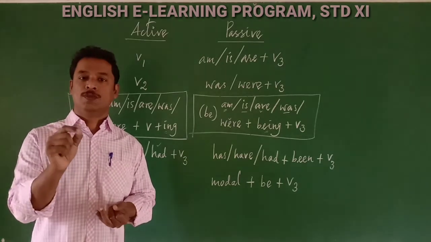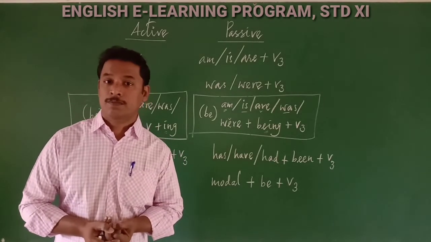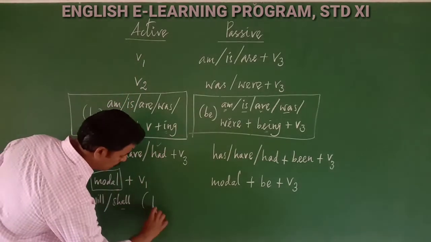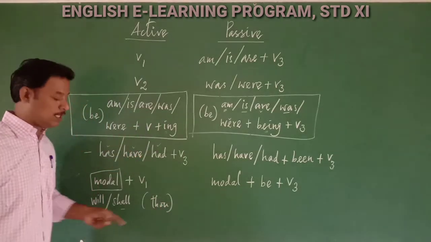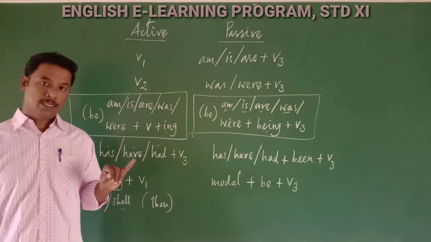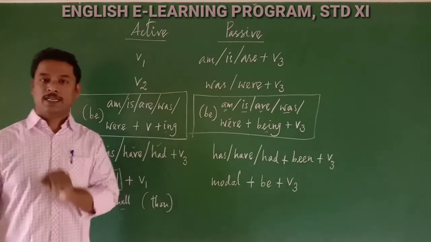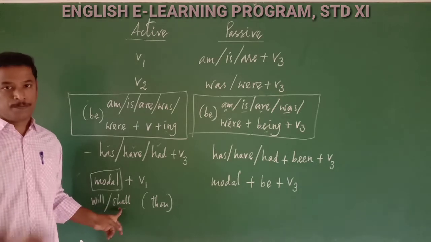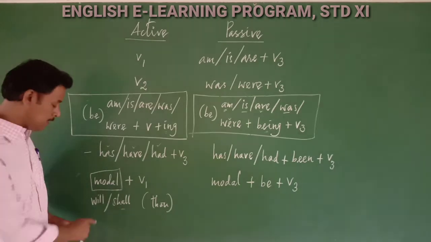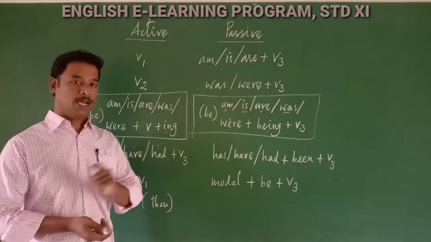In olden days, we used the subject you. The archaic term for that subject you is thou. Thou means you. So, the subjects I, we and thou, these three subjects only take the modal verb shall. The other subjects should be followed by will. Okay, right. This is the basic structure of active and passive voice.